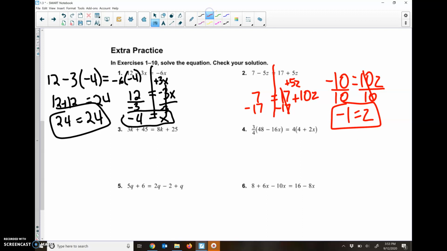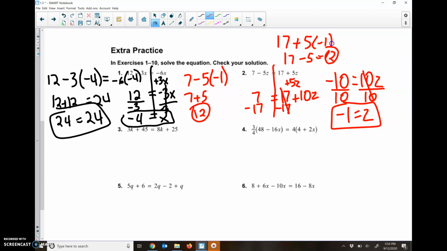Kind of the same thing with number 2. So I have 7 minus 5z, and I think z is negative 1. So negative 5 times negative 1 is positive 5. So 7 plus 5 is 12. So on the left side, I have 12. Hopefully on the right side, I get 12. So on the right side, I have 17 plus 5 times negative 1. And 5 times negative 1 is a negative 5. So I have 17 minus 5, which is 12. So 12 equals 12. I know I did it right.